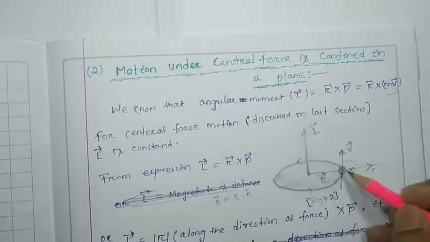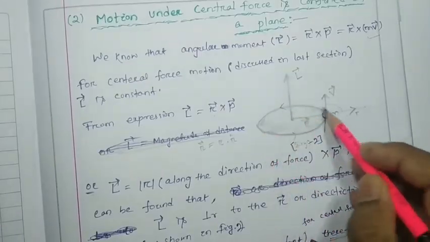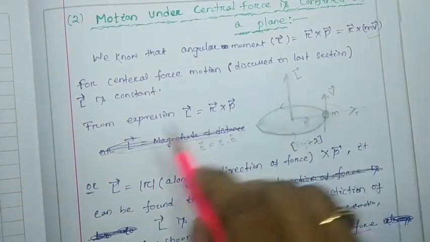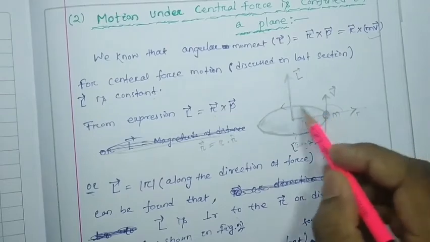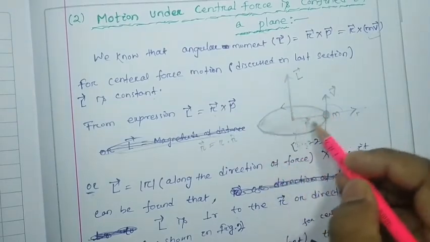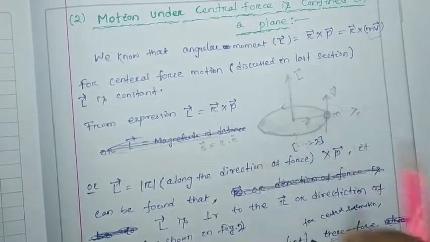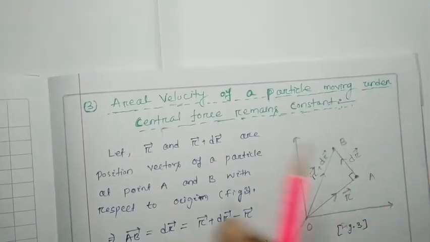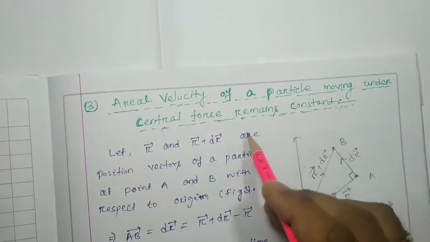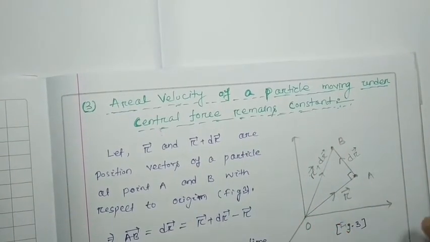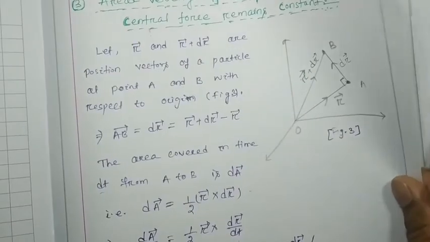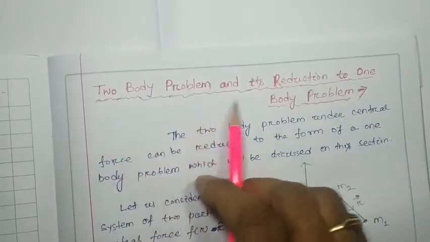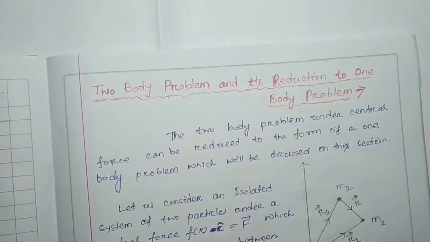That means if the particle is moving like this, then this will be your angular momentum. As angular momentum has to be conserved, this motion has to be confined in this plane. We discussed this in detail. And the third characteristic is that the areal velocity also remains constant. So in today's class we are going to discuss the two body problem and its reduction to the one body problem.